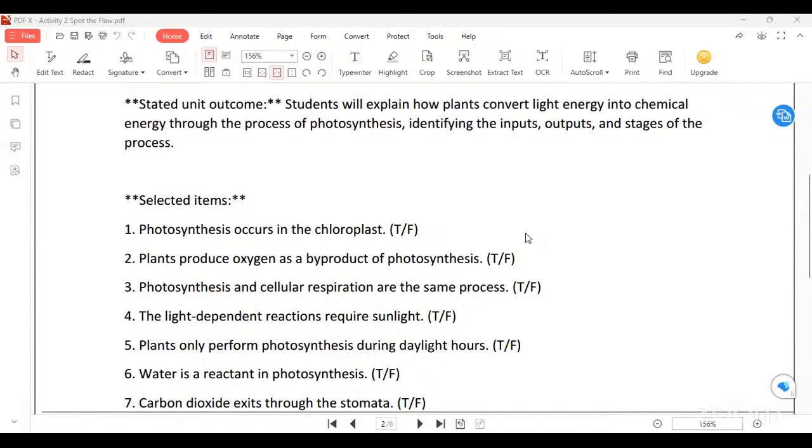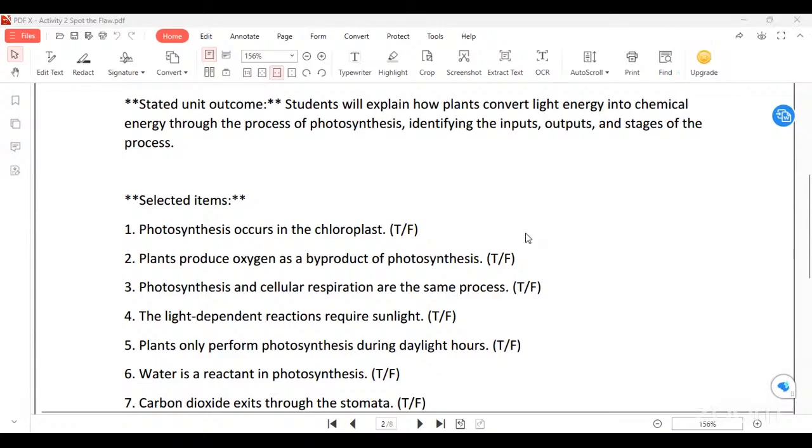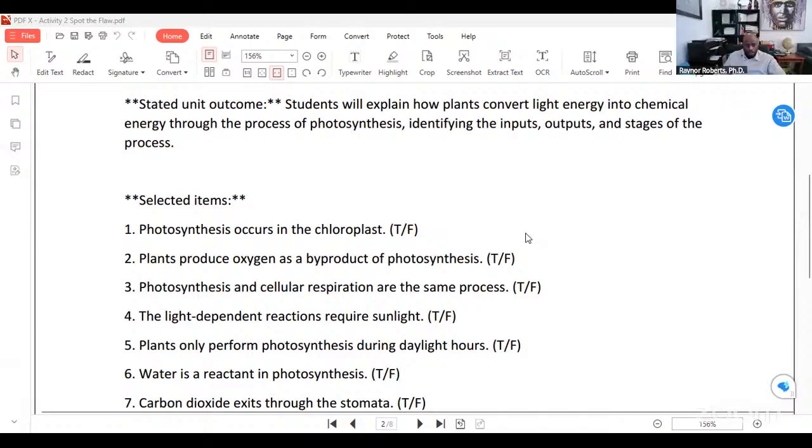Yes, Amal. I think I would improve the assessment by including short constructed response questions that ask students to explain the process in their own words instead of true-false questions. It would better align the assessment with the learning outcomes, right? Yeah, you're absolutely right.